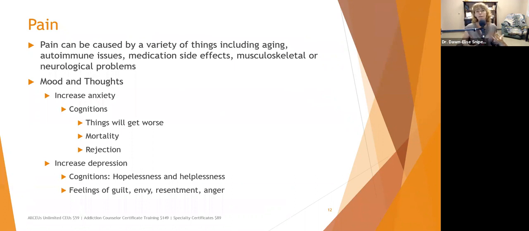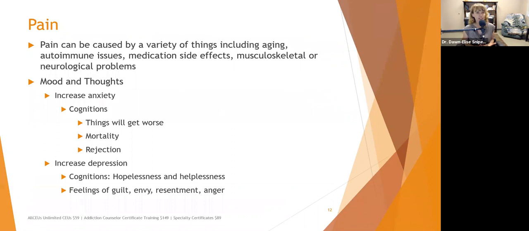We want to help people figure out, especially with chronic pain conditions, how to feel empowered in addressing their pain conditions and empowered in taking charge of their life. People may also have increases in depression due to feelings of guilt, envy, resentment, and anger.